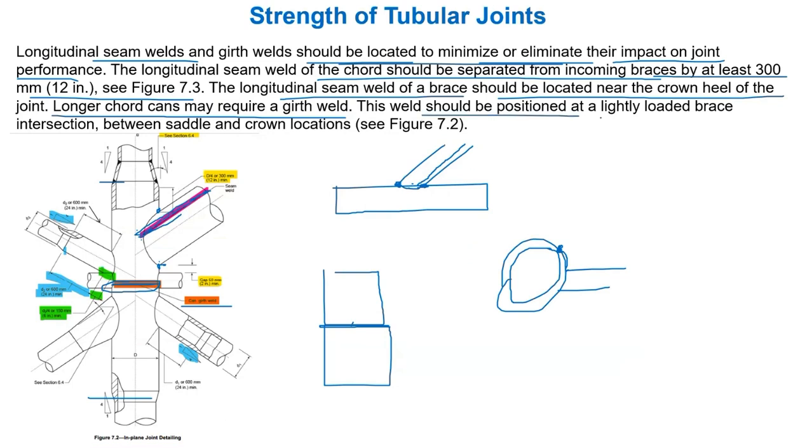This weld should be positioned at a lightly loaded brace intersection between saddle and crown location. See, this is the can member, and I have this small brace. This is the lightly loaded brace, not a heavily loaded brace. At that location only we need to keep the girth weld, between the crown and the saddle. This is the saddle and this is the crown. Between these two, we need to place this girth weld. That's what it is saying here.